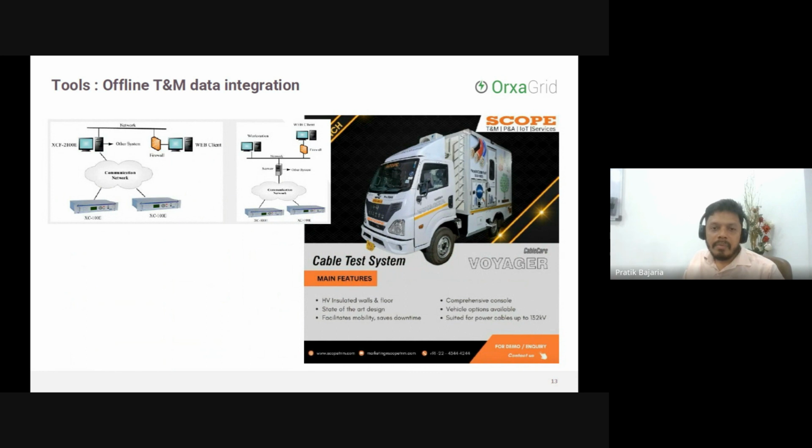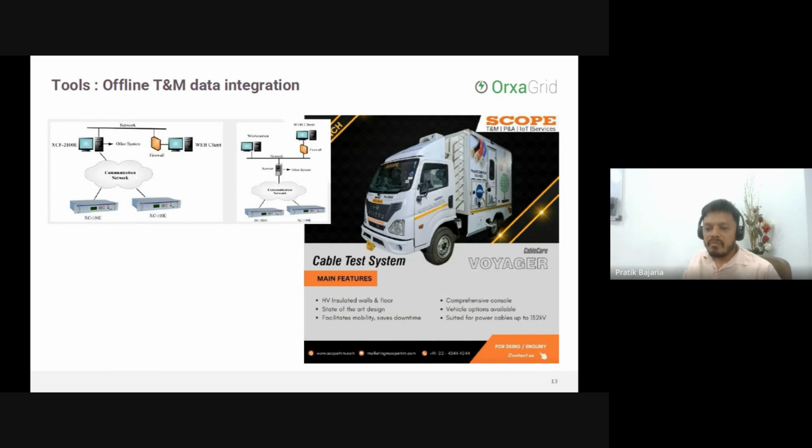They have the capability of getting all the data over the internet, a web server or a web client. You can imagine that the overall infrastructure is easily accessible and compatible in order to integrate the data right from the web services via a firewall into the software. So the possibility of integrating such solutions, which are available in the market and frequently used on the offline side, has been made available in our OrxaGrid software.